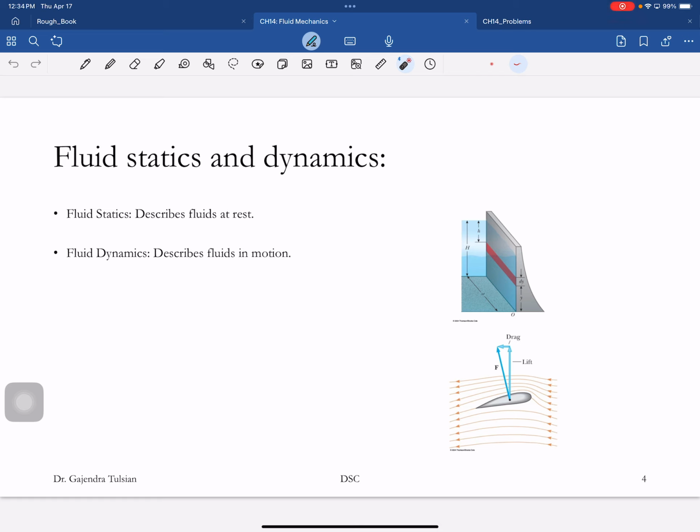We'll study two subjects in this chapter. Fluid statics will study properties of liquids when they're at rest, and fluid dynamics will study properties of moving fluids. What we'll study is laminar flow, so when fluids are moving in a nice orderly fashion like that.